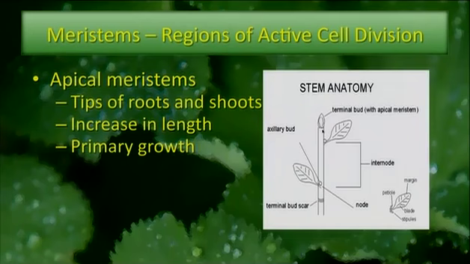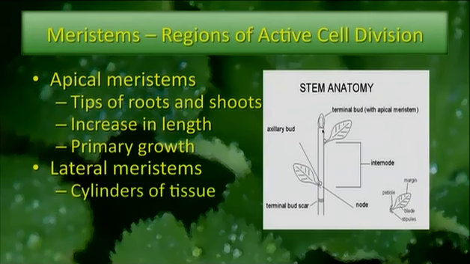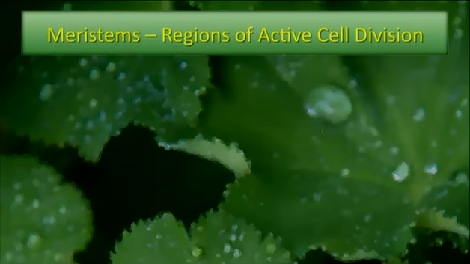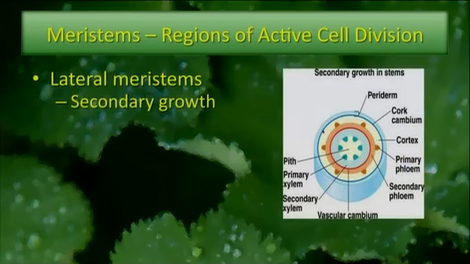The other type of meristem is called a lateral meristem. Lateral means side to side. So these are cylinders of tissue within the plant, especially woody plants, and they allow for an increase in girth. So lateral meristems allow for secondary growth.